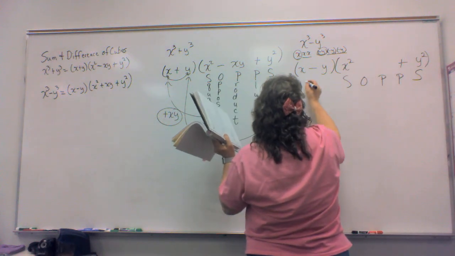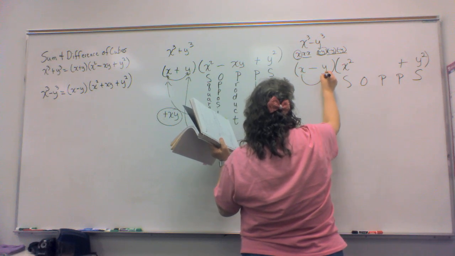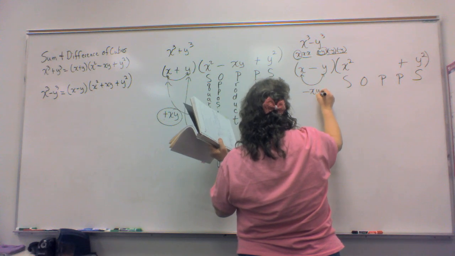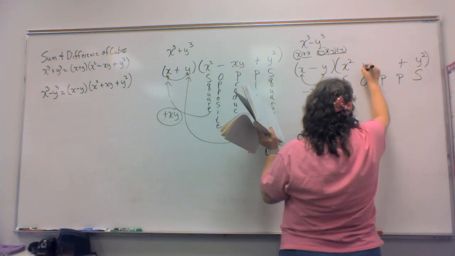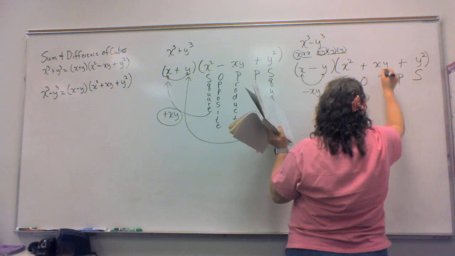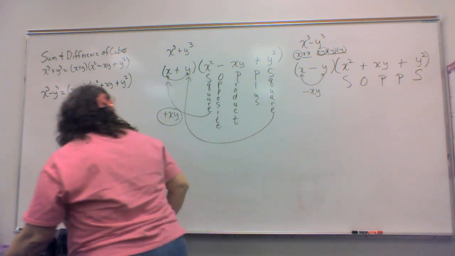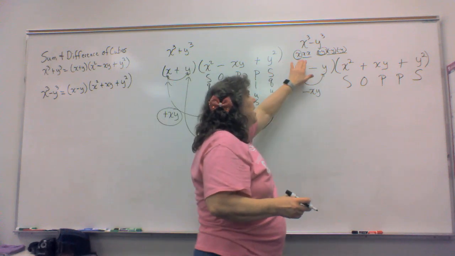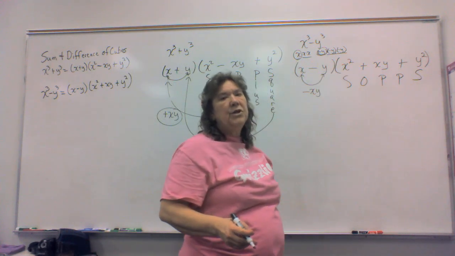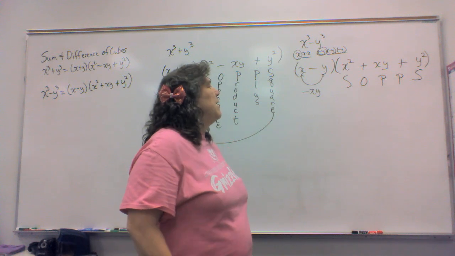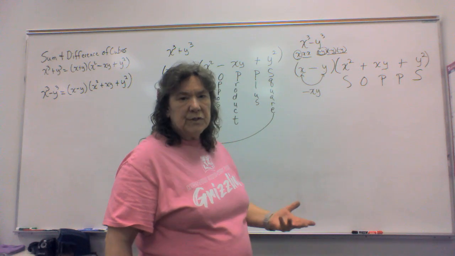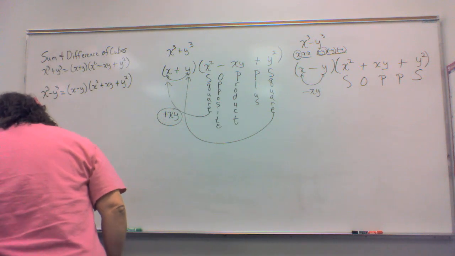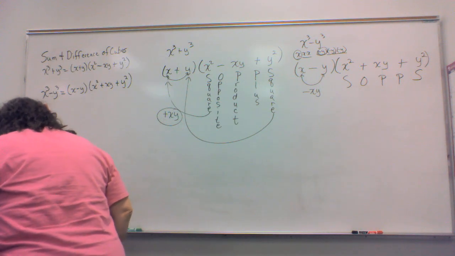And now I go to my opposite product from here, and x times negative y is a negative xy. Opposite product is plus xy. So it's a combination of looking at the factoring of it, writing out your cubes, and then going from there into your SOPS and dealing with it that way. So those are two ways that can be very helpful for you when you're dealing with these.